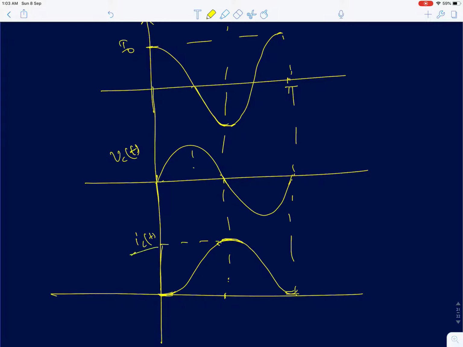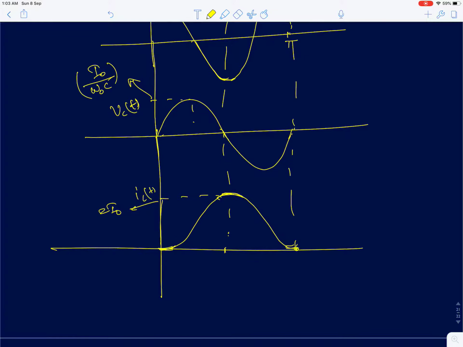Now the peak value of the inductor current we showed was 2 I naught, and the peak value of the tank voltage was I naught upon omega naught C, okay, I naught into Z, the impedance of the capacitor, which will also be equal to the impedance of the inductor.